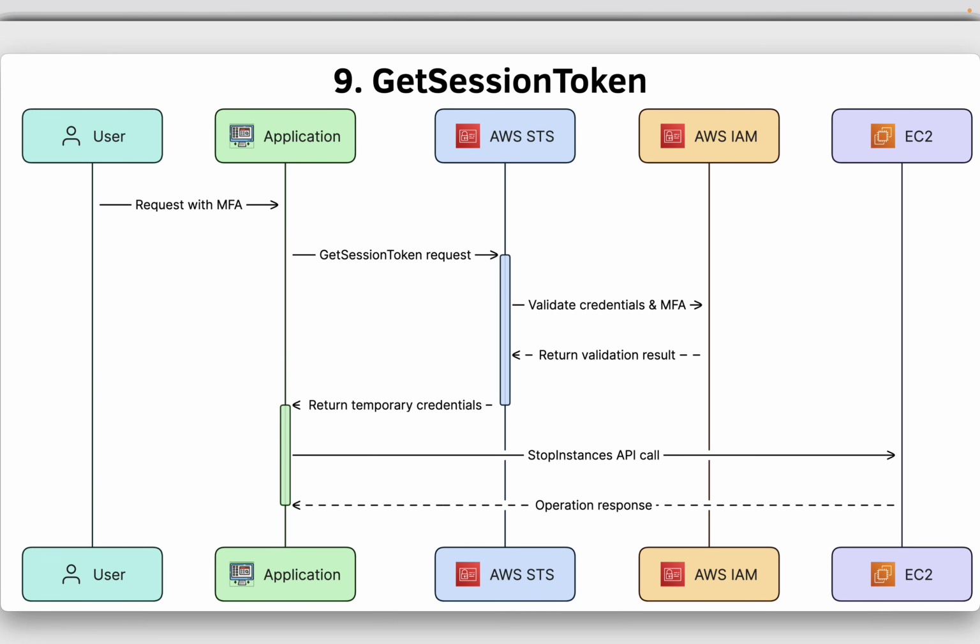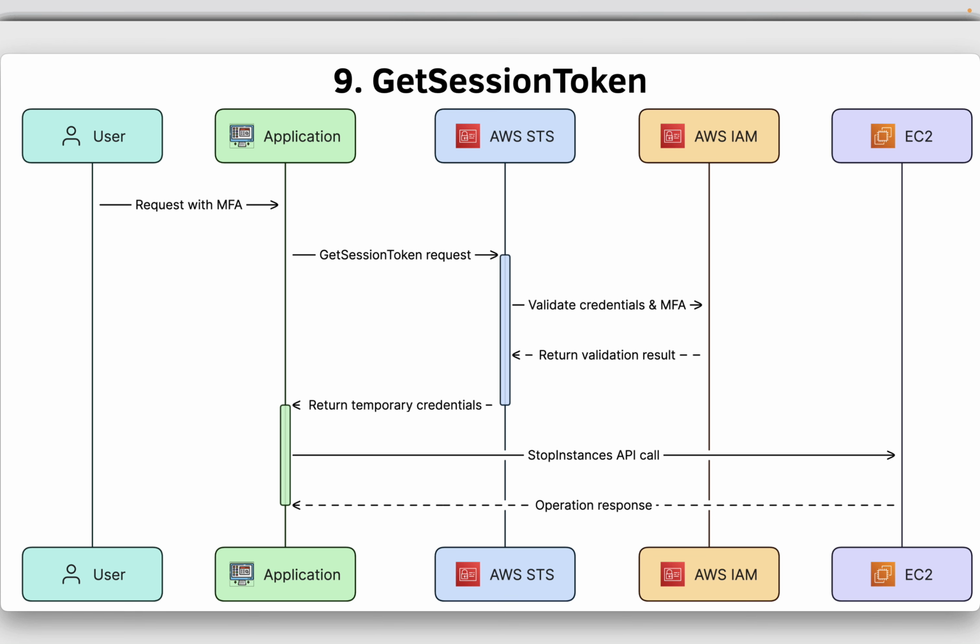Get session token, and this returns a set of temporary credentials for an AWS account or IAM user. The credentials consist of an access key ID, a secret access key, and a security token. Typically, you use get session token if you want to use multi-factor authentication (MFA) to protect programmatic calls to specific AWS API operations like Amazon EC2 stop instances.